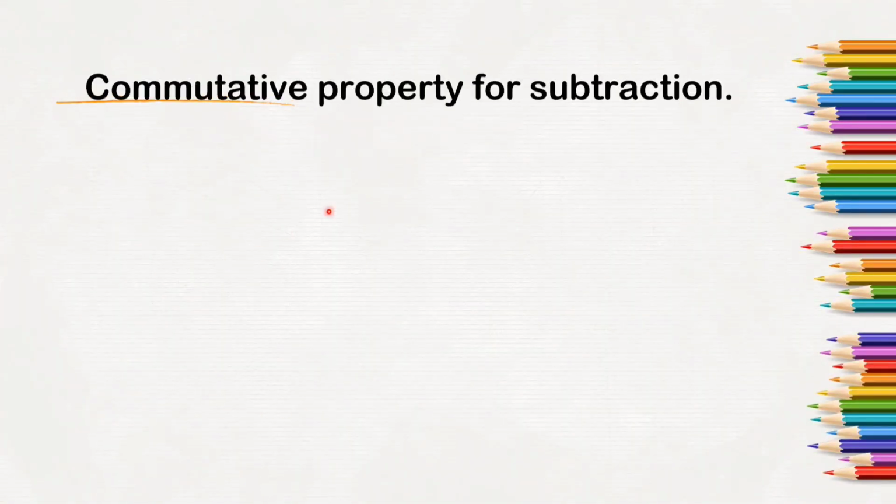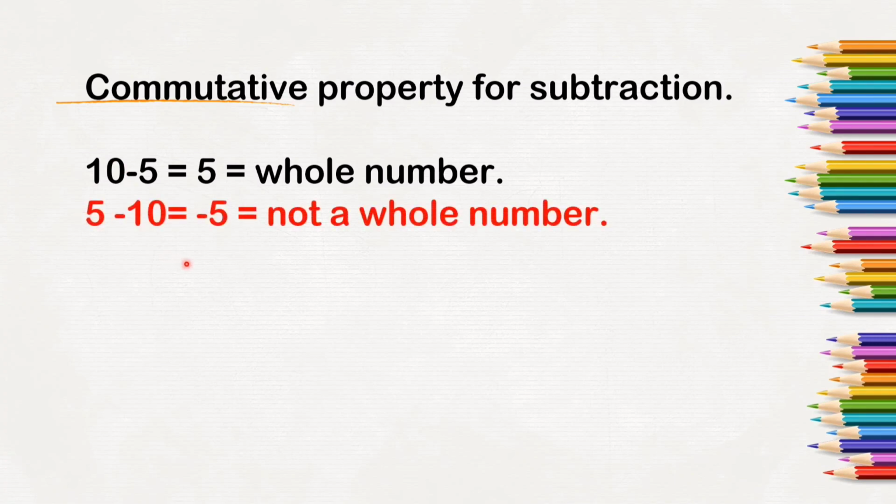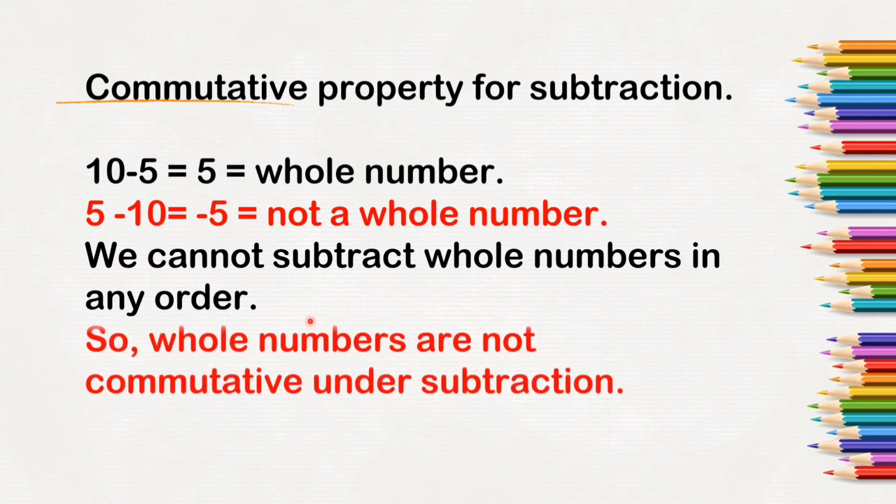Next, commutative property for subtraction. Here, when we subtract 5 from 10, we'll get the answer as 5. But if we subtract 10 from 5, will we get the same answer? No, it is not equal to 5. It is minus 5. We are not getting the same answer when we interchange the numbers. So it does not come under commutative property. So we can say we cannot subtract whole numbers in any order. So whole numbers are not commutative under subtraction.